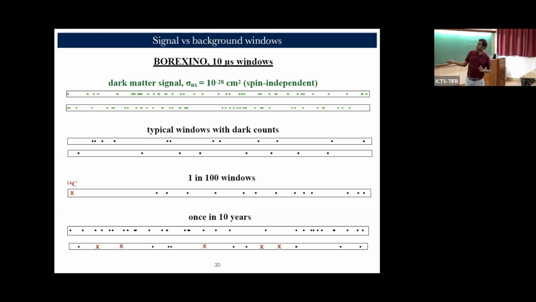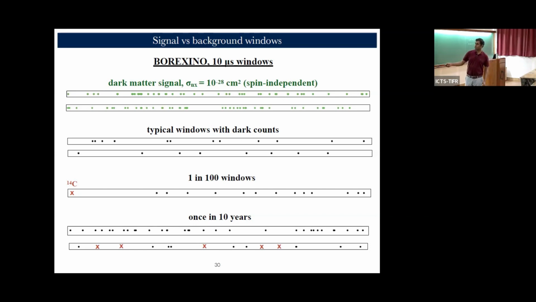And then, even if I didn't have carbon-14, if I waited 10 years and took a lot of 10 microsecond windows, I'll have the look elsewhere effect, right? The trials factor, basically. So not all 10 microsecond windows would look like this. Once in a while, due to statistical fluctuations, even the dark count window will look like this, as noisy as the dark matter signal. Okay, so that is the ultimate sensitivity killer for this kind of search.